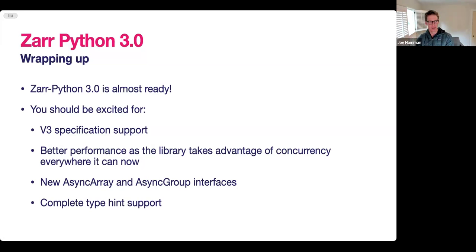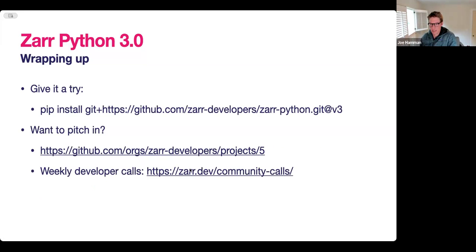We didn't really get into in the demo how much better the performance is, but a lot of this concurrency runs all the way down into the codec pipeline. Zarr will basically support its own thread pool for things like data loading and decompression, so a lot of work has gone in and is continuing to go in there. And I obviously covered the async interface and the type hint support.